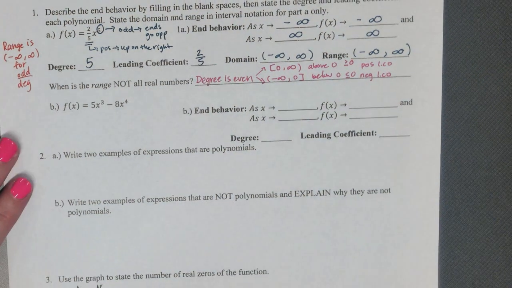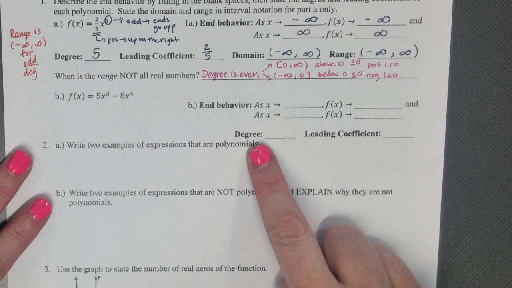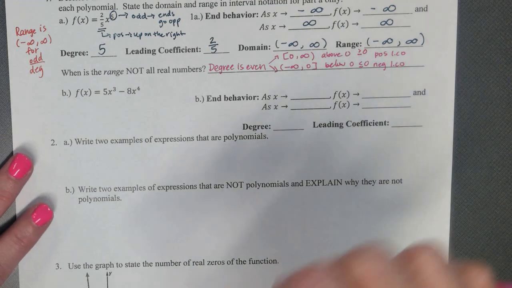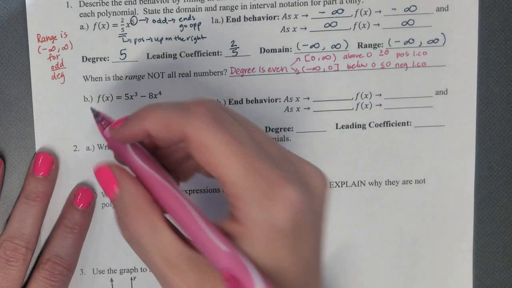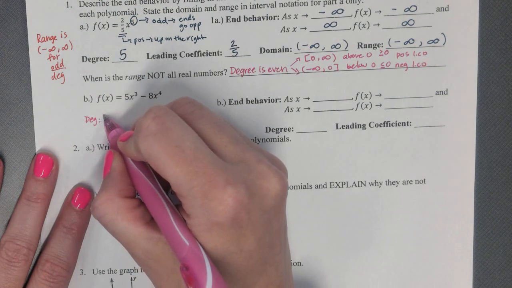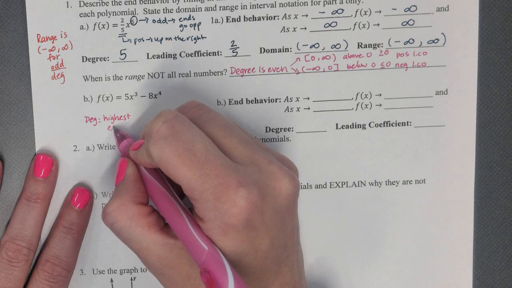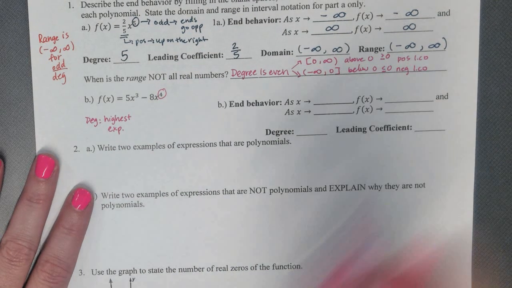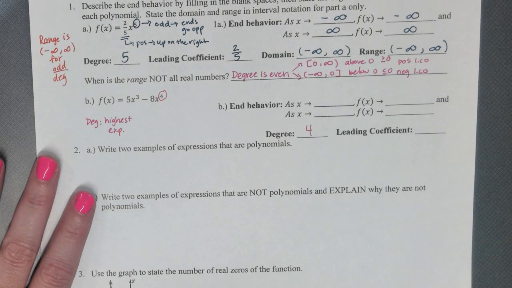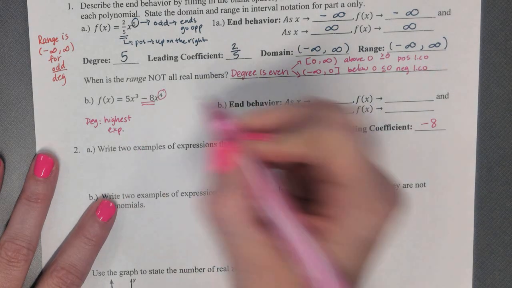All right, so for B, we have to find the degree and the leading coefficient. The degree is always the what? Yes, okay, so the degree is the highest exponent. A lot of times it's first, but it doesn't have to be. In this case, isn't this the highest exponent? So your degree is 4, okay, and that means your leading coefficient is -8. Do not forget the negative.